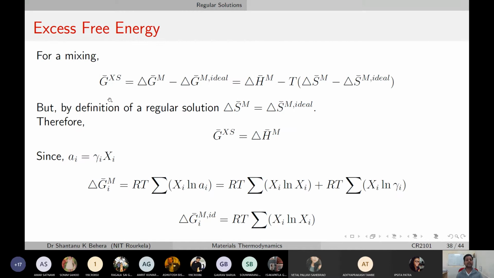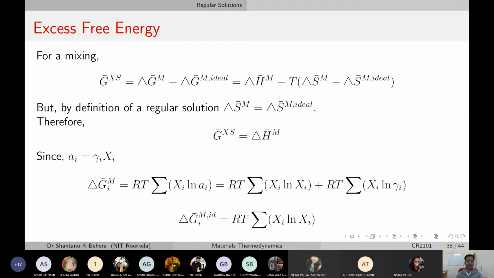Now, this G excess is the additional term, the excess term that we get from the delta G upon mixing in a regular solution, and the delta G upon mixing if the solution were ideal. And this delta G, you can write as del H minus T del S. Okay, which is how you can write del H upon mixing minus T del S upon mixing, and this is for the case of a regular solution. And likewise, you can write this term as del H upon mixing minus T del S upon mixing in an ideal solution. Right? So, since del S upon mixing in the regular solution and del S upon mixing in an ideal solution are the same thing, then it turns out that G excess is simply equivalent to the enthalpy change upon mixing in a regular solution.